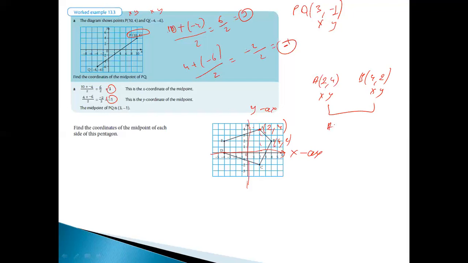I can find the midpoint of these 2 points. And how can I find the x? First x plus second x: 2 plus 4 is 6, over 2 is 3. I'm writing it just here, okay? And the second values are always the y coordinates. So y plus y is 4 plus 2 is 6, over 2 is 3. So the midpoint of this line segment AB is (3, 3), okay? And the other points, you'll find them.